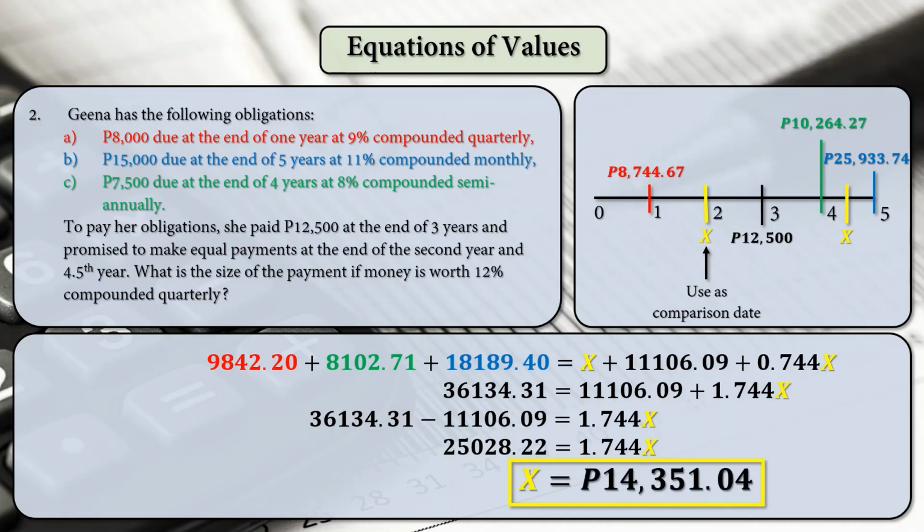That is 14,351 pesos and 4 centavos. Ito yung babayaran niya during the second year and the time in between the fourth and the fifth year. So that is 14,351 pesos and 4 centavos.